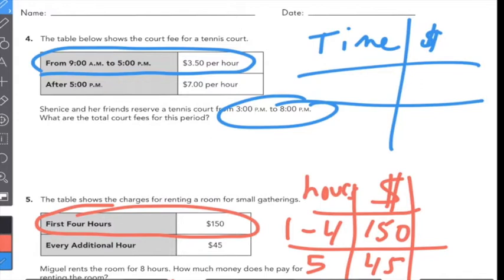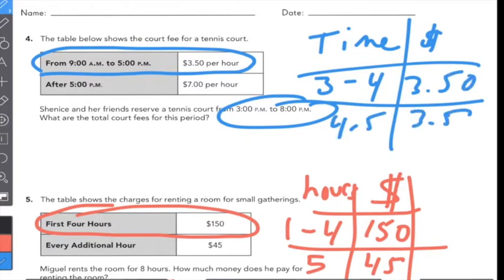So if we go 3 to 4, that's the first hour, it's $3.50. Then you do 4 to 5, it'll be $3.50. But then after that, 5 to 6 is going to be $7. 6 to 7 is going to be $7, and so forth.